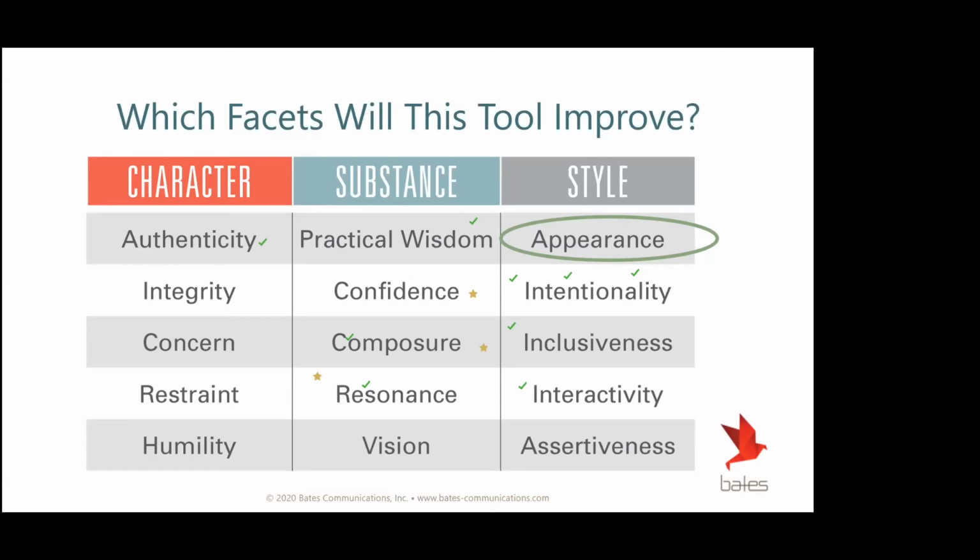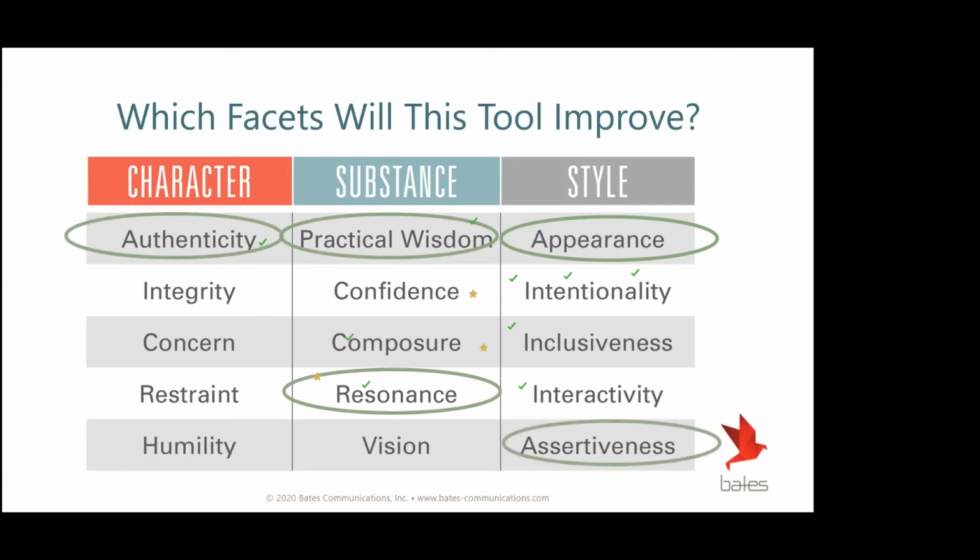So appearance is about spending a little time to reflect and prepare. Assertiveness is important because you're mitigating some of that potential conflict. You're getting ahead of it. And then practical wisdom is, again, getting to the heart of it. So you guys definitely hit on some of those.